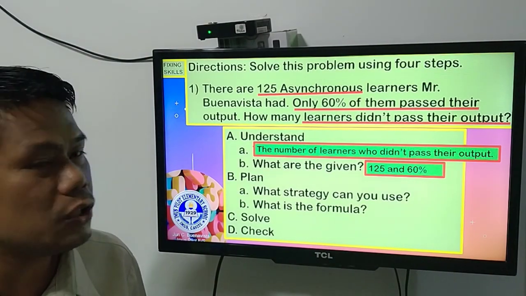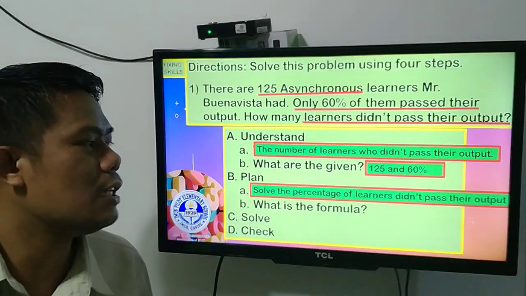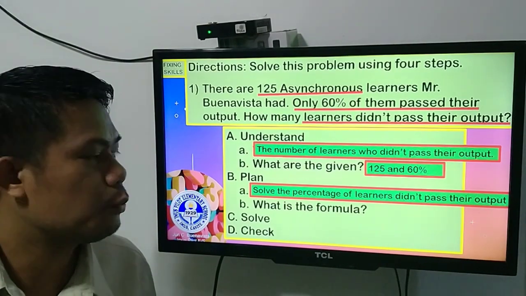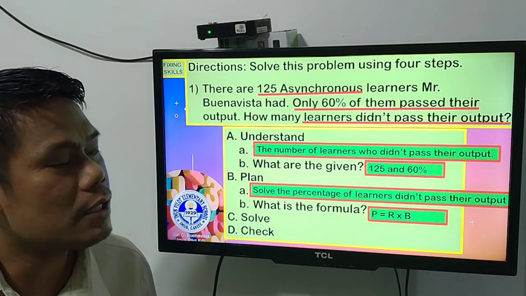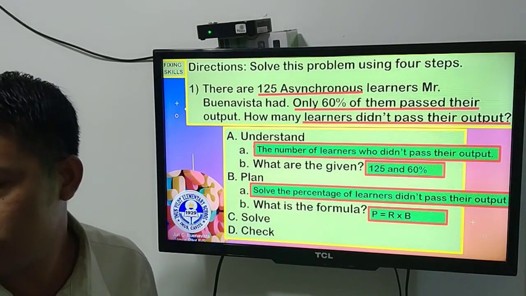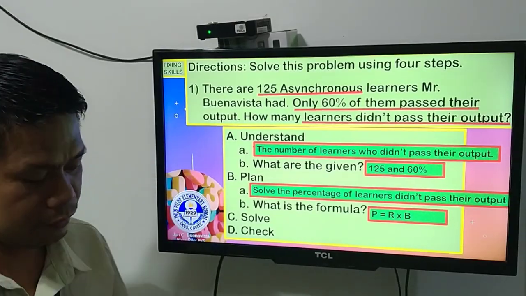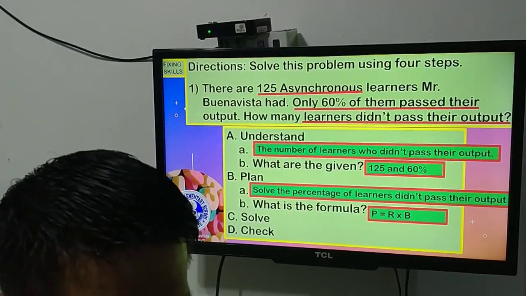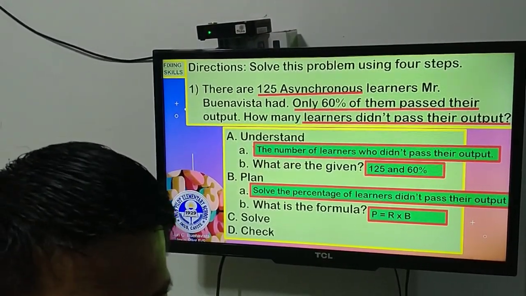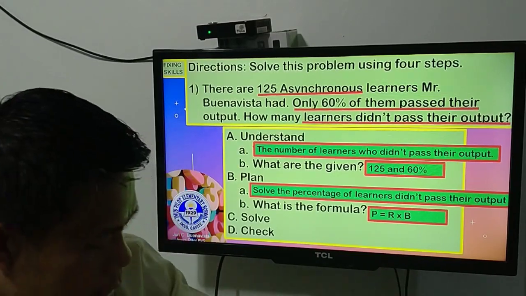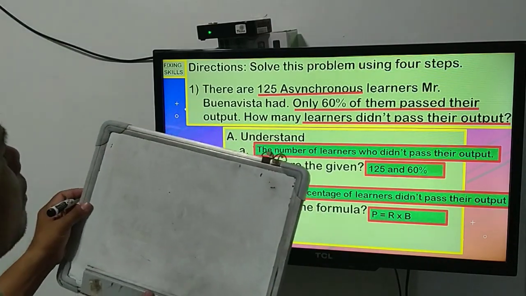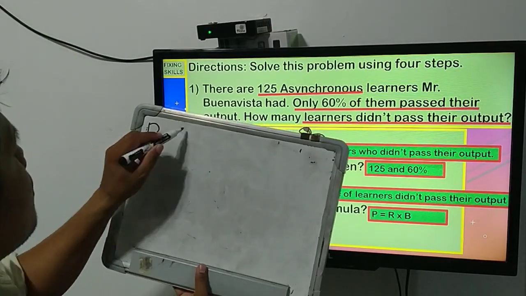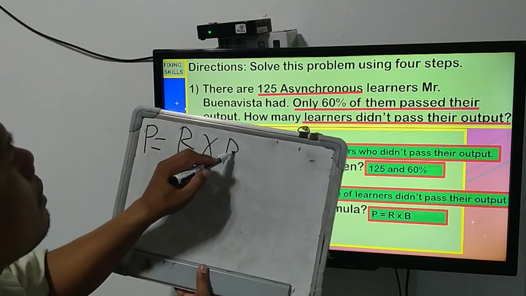Then what strategy can you use? Okay, solve the percentage of learners who didn't pass their output. What formula? Percentage equals rate times base. Now, we're going to solve. So, using the formula, P equals rate times base. Okay, so we're going to solve now. P equals rate times base.